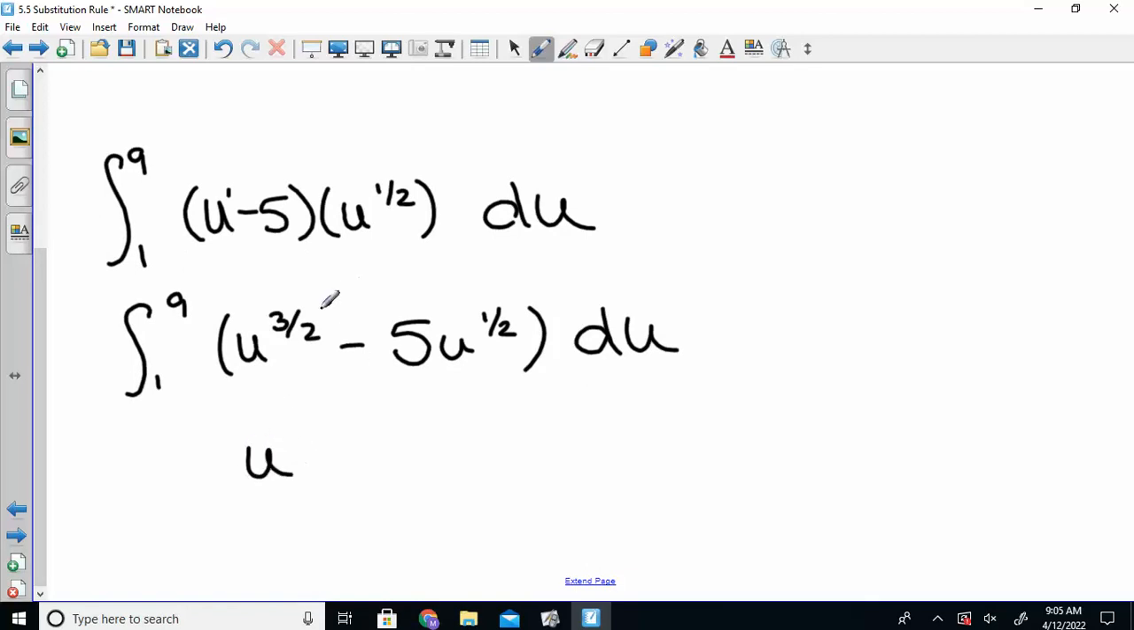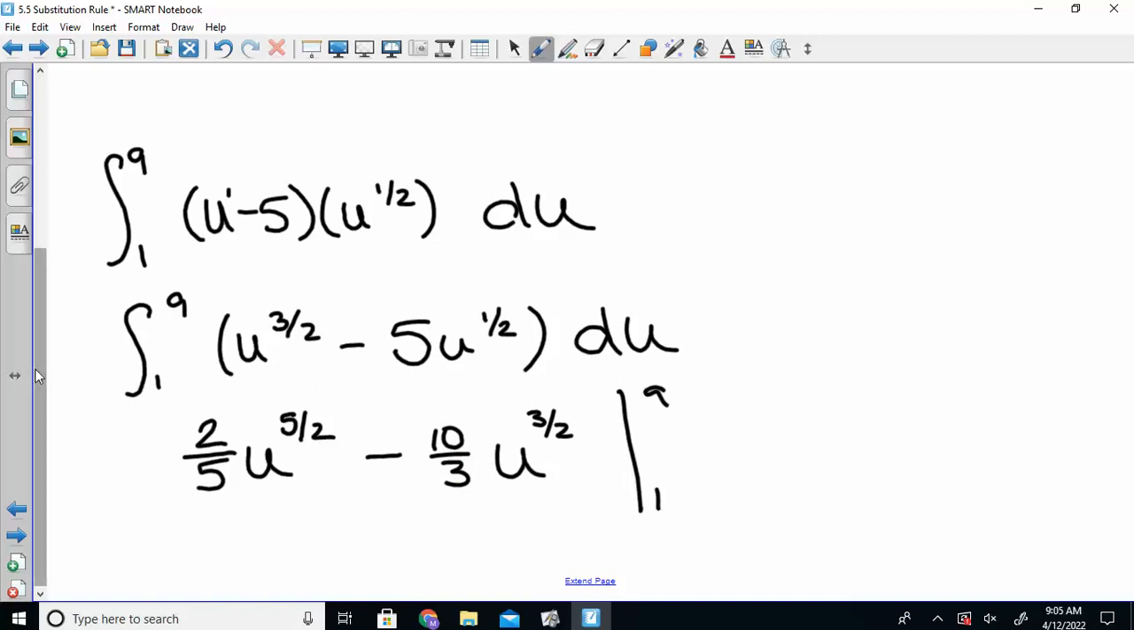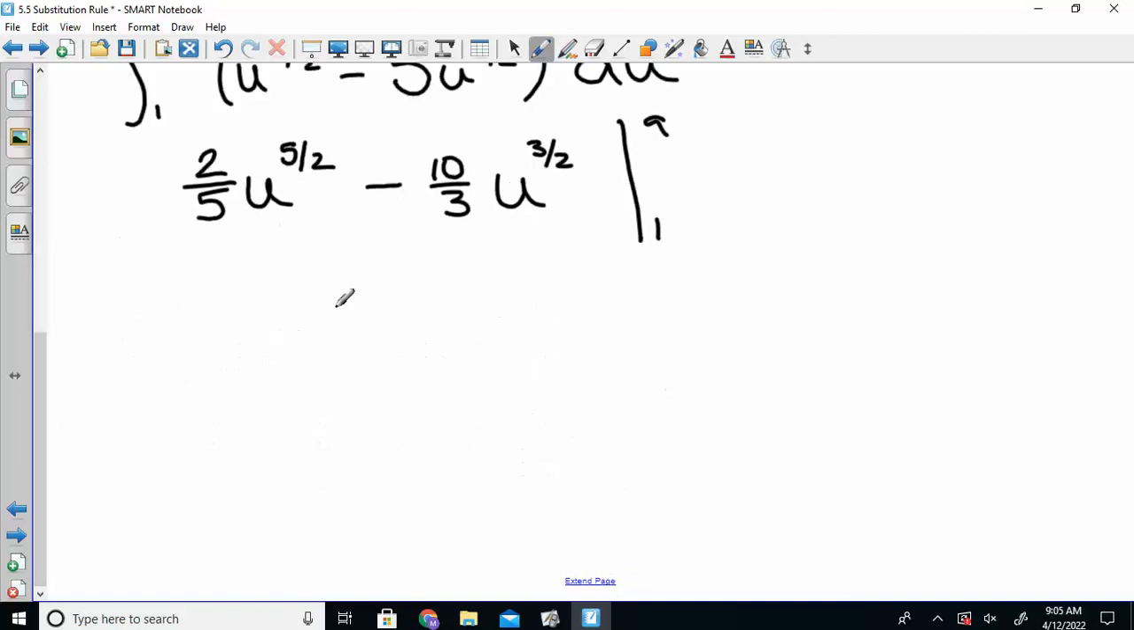Right, so antiderivative of u to the 3/2, if you add 1 to that exponent, it would be 5/2. So we have 2/5 in front. Minus u to the 1/2 plus 1 is 3/2, so you need a 2/3 times 5, so 10/3.